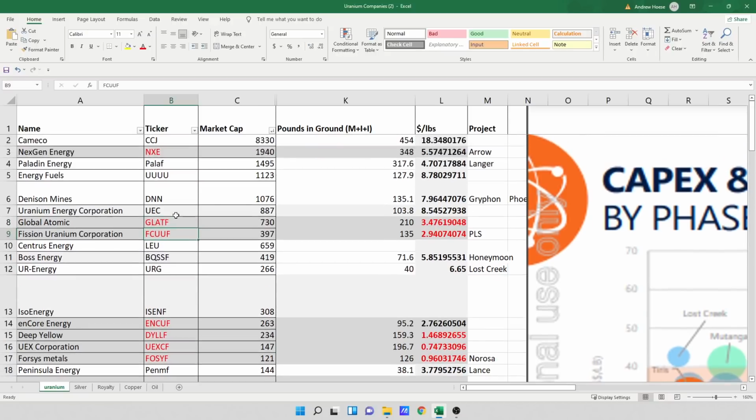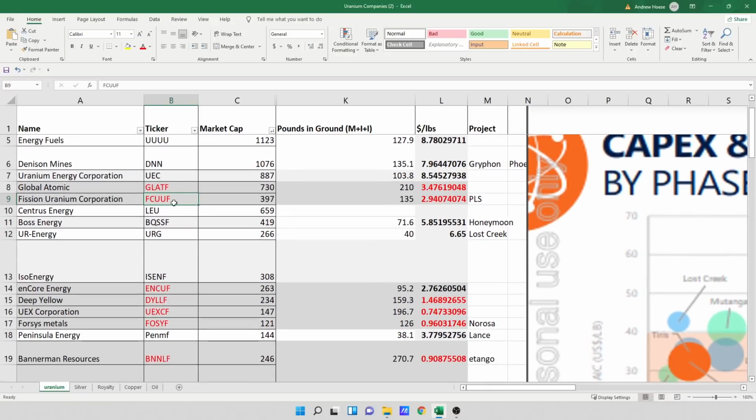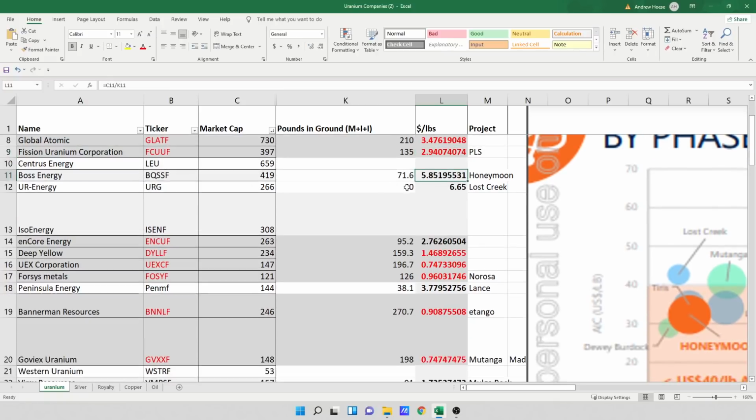Fission is one, kind of like NextGen, has a similar deposit. It's not quite as large, but you're paying a very good value for it. So I think Fission Uranium is one to look at. That's one that I like. Looking on down, Boss Energy, you're kind of paying quite a bit for it. They don't have too many pounds in the ground. It's a decent amount, but for the price, I don't know if I would be going into these as heavily as some of the other ones.